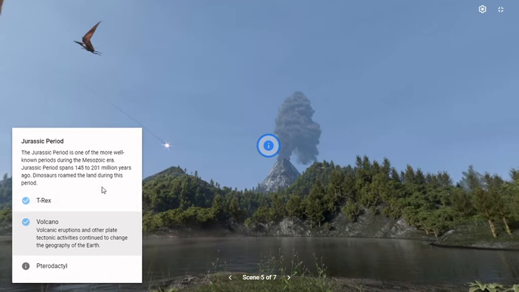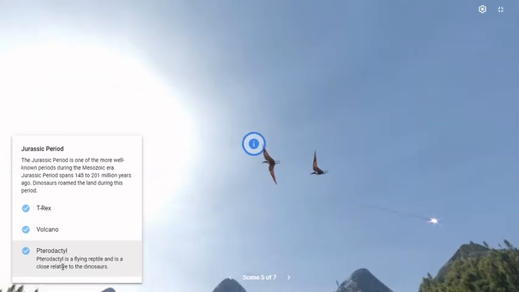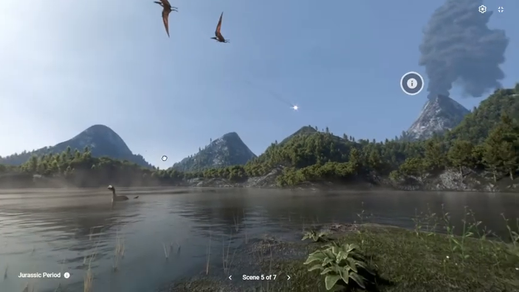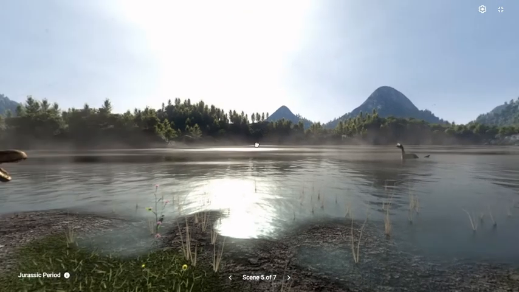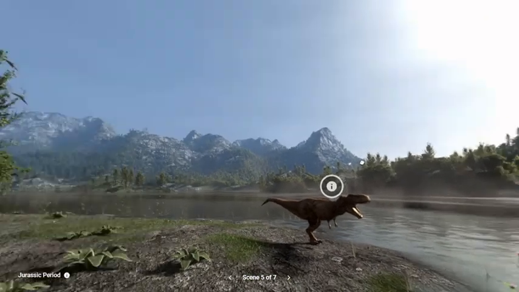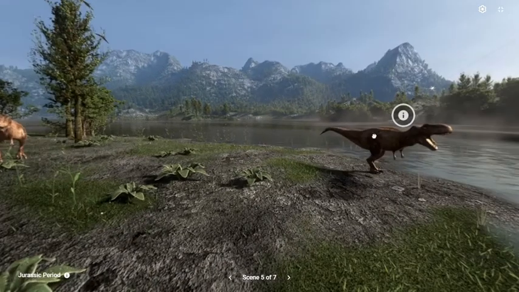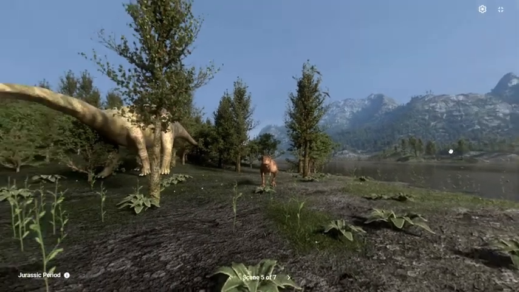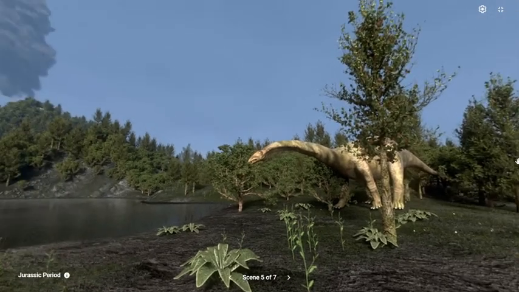Volcano. Volcanic eruptions and other plate tectonic activities continue to change the geography of the Earth. Pterodactyl is a flying reptile and is a close relative to the dinosaurs. Imagine to live here, guys. Wouldn't it be amazing? Wow, look at this! How great is this one? I think this must be a baby T-Rex. Wow! Incredible.